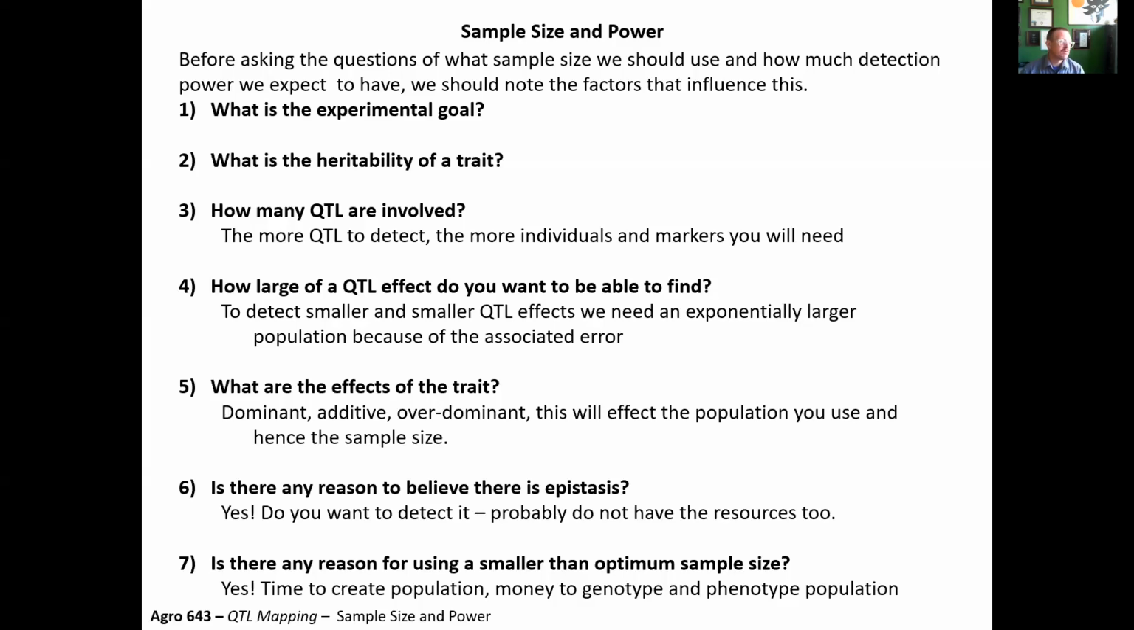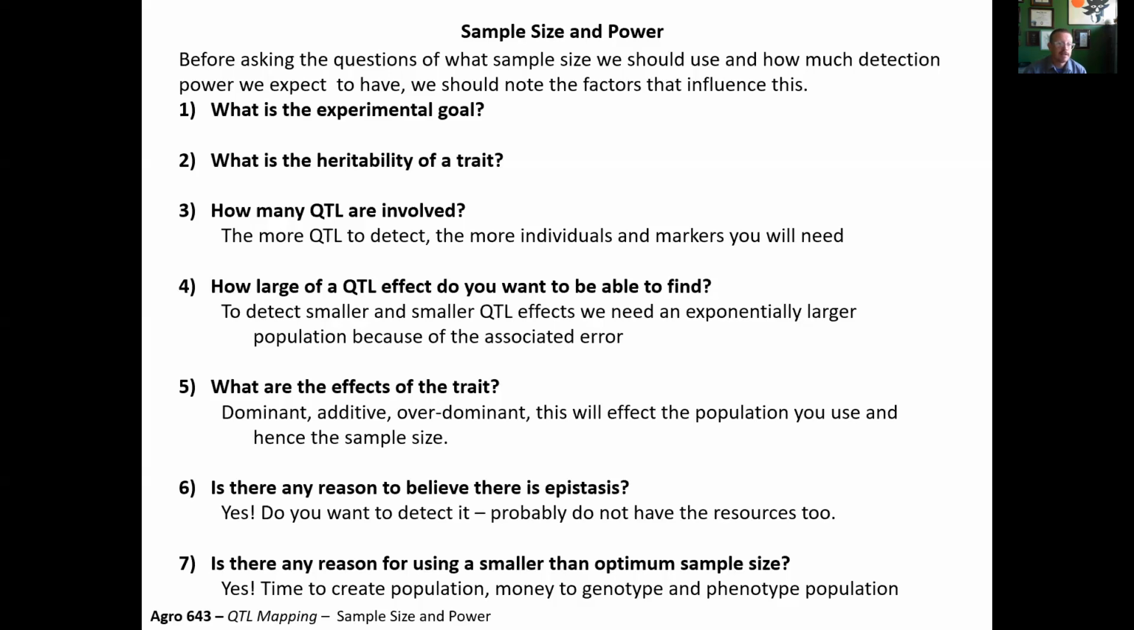So how large of a QTL effect do you want to be able to find? Or are you going to design your study so you can detect many small effect QTL and somehow pyramid them? What are the effects of your trait? So if it's dominant or if it's additive or over-dominant, all those things will change the sample size that you need. Is there any reason to believe that there's epistasis?